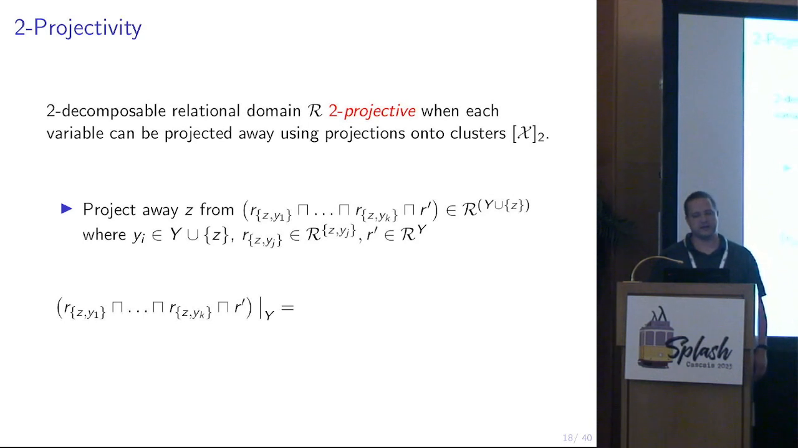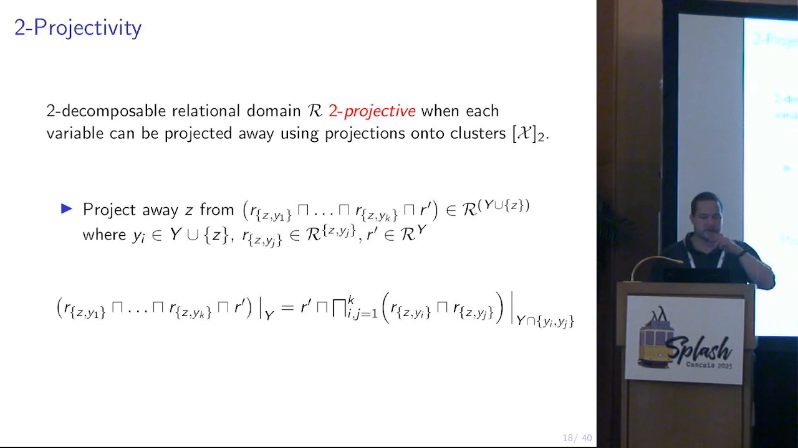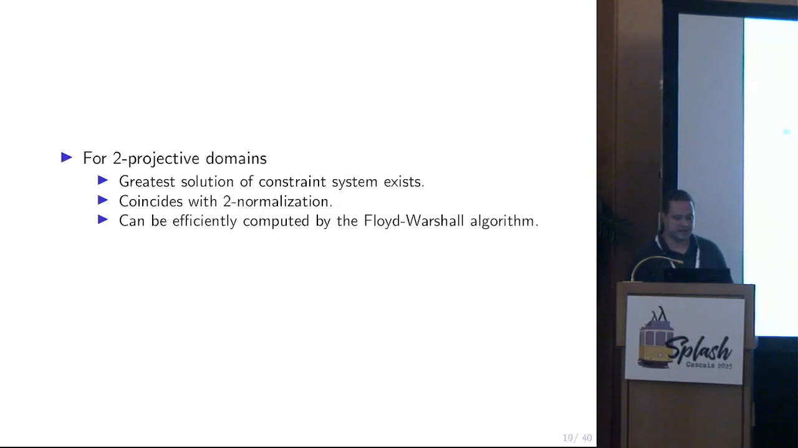I basically keep the r prime as it is, and then I try to eliminate the variable z by considering all of the combinations that I can make between clusters involving z and clusters involving other variables. So this would look something like this. And then our claim is that for these 2-projective domains, there is a greater solution of this constraint system that we have considered before. For these domains, this greater solution coincides with the 2-normalization, and we can actually efficiently compute this by the Floyd-Warshall algorithm.